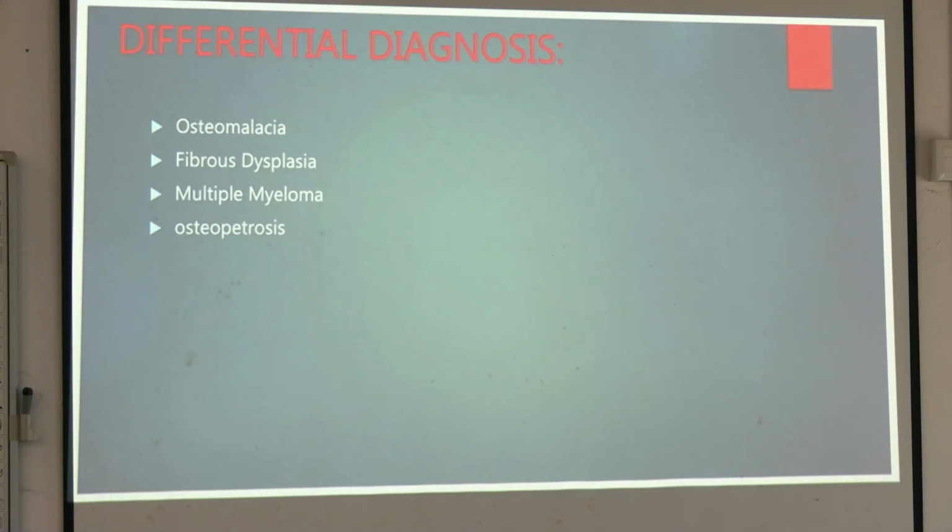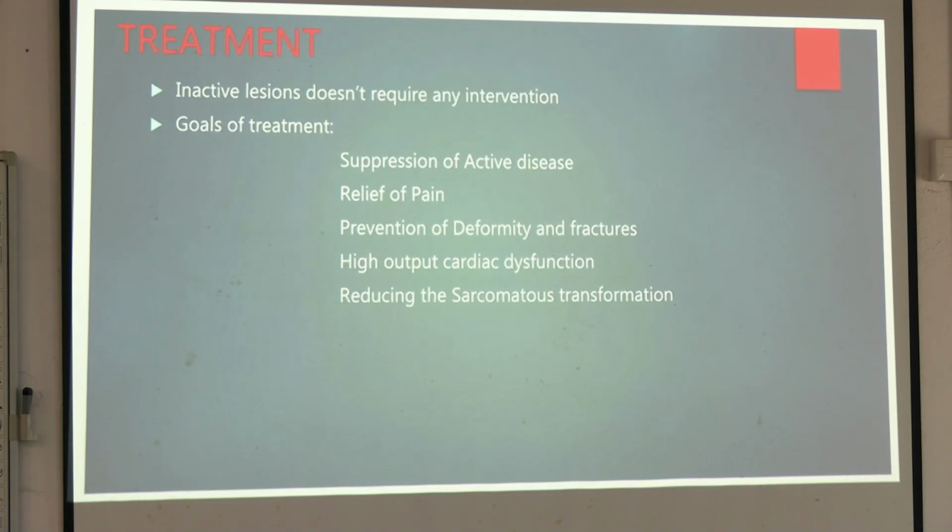Coming to the differential diagnosis, you have to differentiate Paget's from osteomalacia, fibrous dysplasia, multiple myeloma and osteopetrosis. Then treatment: these patients, as I told you, are mainly asymptomatic, but if any patient comes with an active disease, you have to treat them.